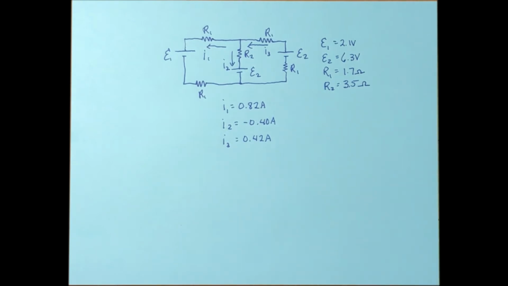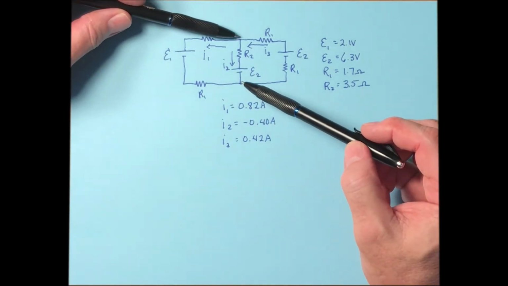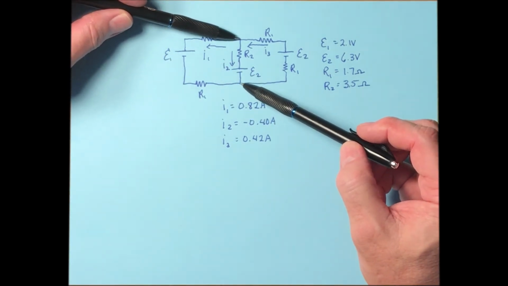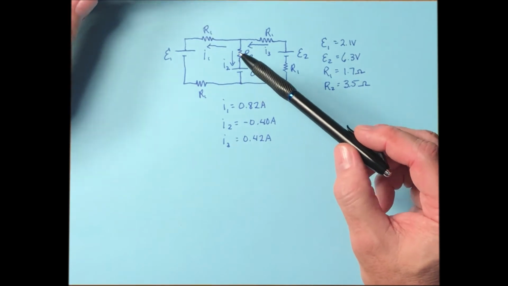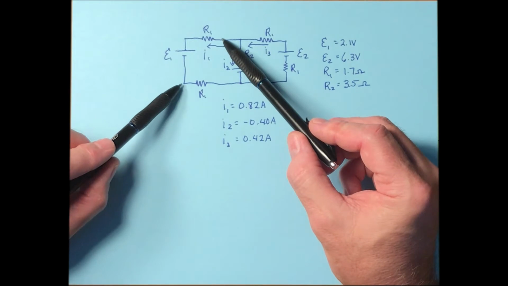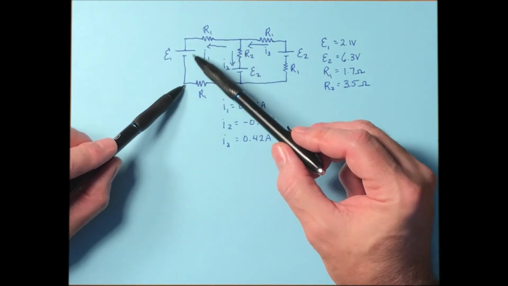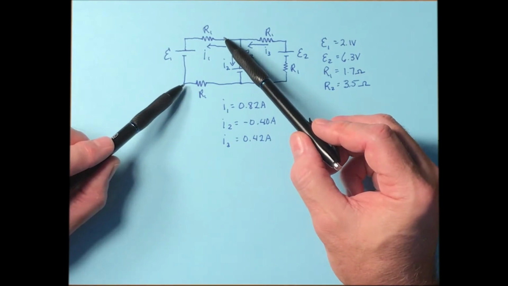Let's say you took the ends of a voltmeter and you put them right here, from that top node to this bottom node here. Or you put them across this resistor here, or maybe you went from there down to this corner here. How do you determine the potential difference between any 2 points in a circuit?